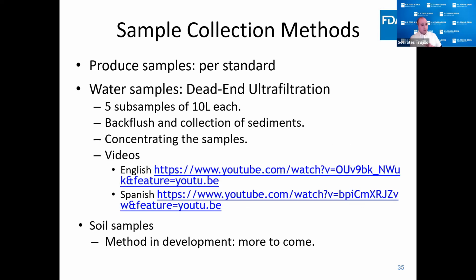Something that you need to know is that we have already posted online how to collect water utilizing ultrafiltration. The methodology requires 5 subsamples, 5 filters of 10 liters each, meaning that we pass 10 liters per filter, and every 5 of those becomes a sample at the agency. And that's how we are collecting.